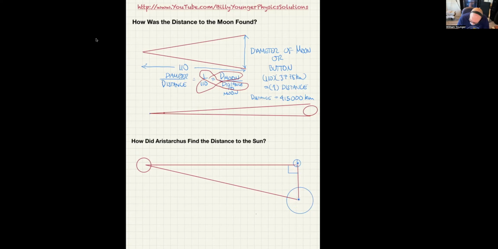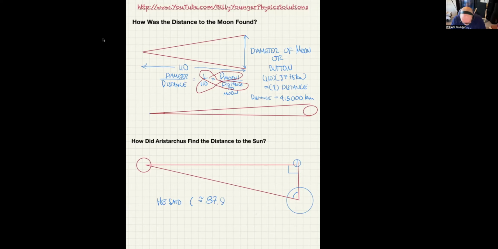Oh, excuse me about that. All he had to do was measure this particular angle. Darn it, why does it keep doing that? Measure this angle. What he found was that angle was like 87.9 degrees, which was not very good. I think it turns out to be like 89.9 degrees or something like that.